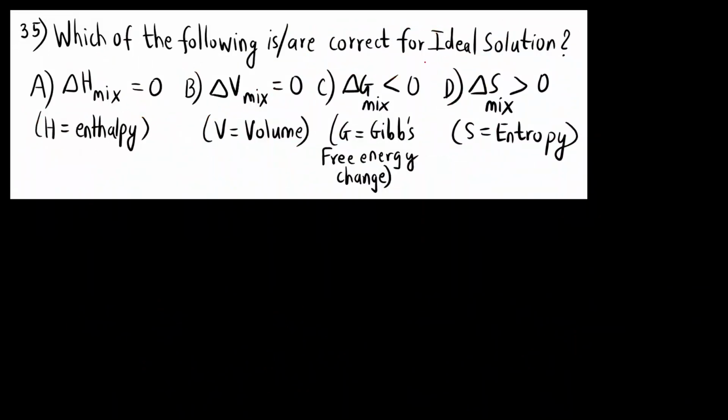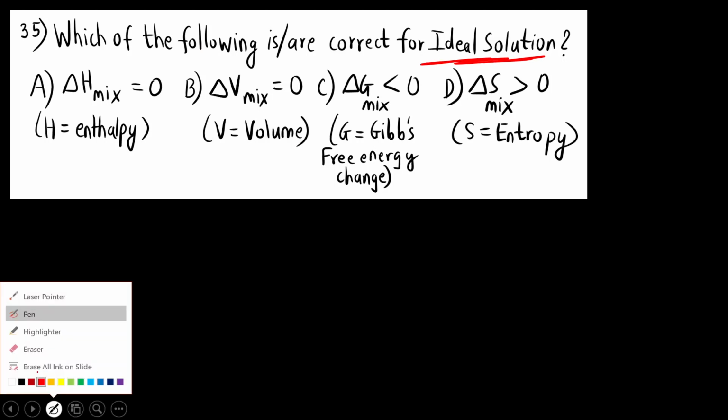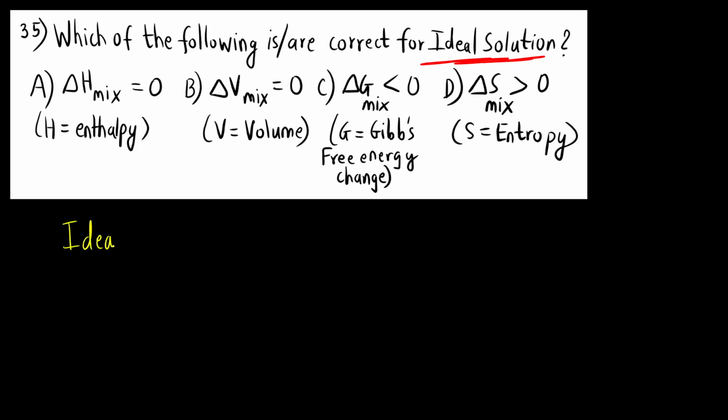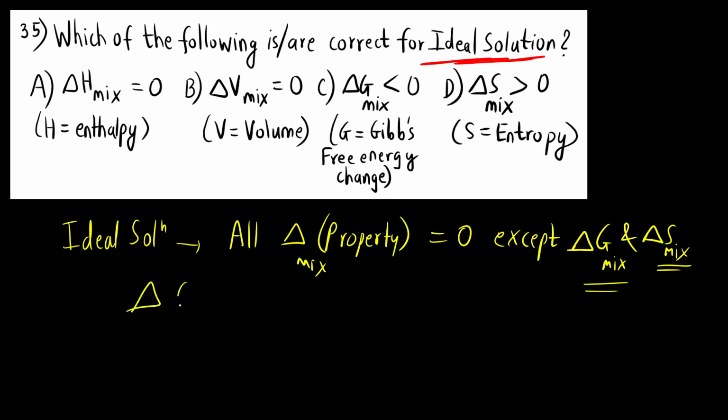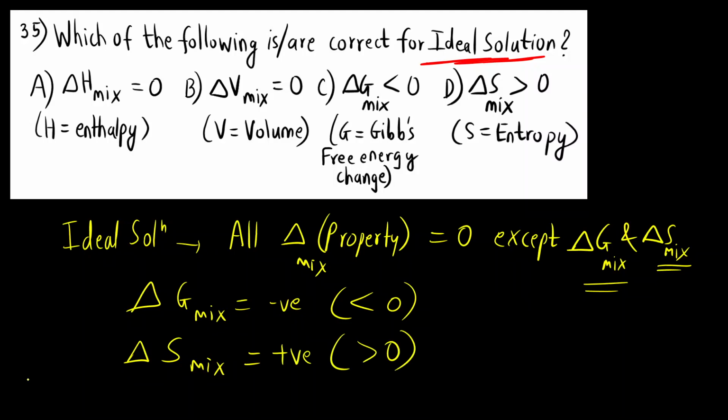35. Which of the following are correct for ideal solution? Okay, I'll tell you what is the correct statement for an ideal solution. For an ideal solution, you can remember all the delta of all the properties of mixing is equal to 0 except delta G mixing and delta S mixing. Just like we do in thermodynamics, what should be the delta G value? Delta G value should be negative, which means it should be less than 0. And delta S of mixing should be what? It should be positive, that is greater than 0.